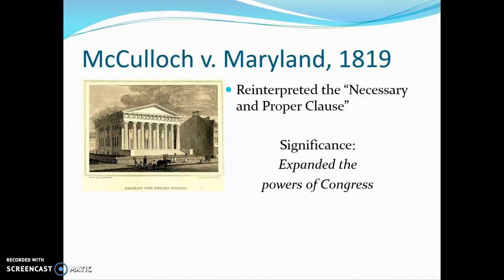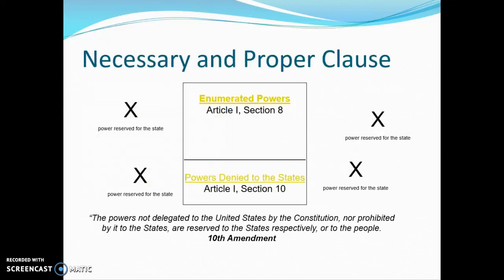So you have the significance that it expands the power of Congress, that it reinterprets the necessary and proper clause, but let's look at what that really means. So the necessary and proper clause is in the enumerated powers, Article 1, Section 8. But if you step back, we want to look at the 10th Amendment, the amendment that the Confederates put into place to limit the power of the government. And so the powers not delegated to the United States by the Constitution, nor prohibited by it to the states, are reserved to the states respectively or to the people. That's what the 10th Amendment says.